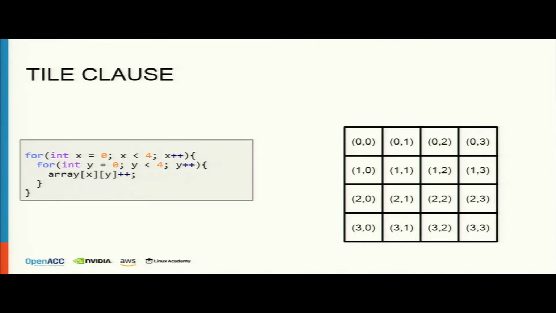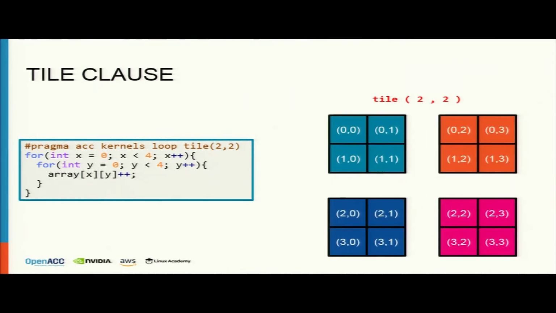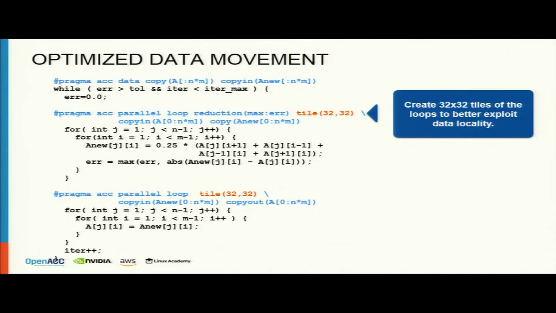So this is just an example. If I create a tile of 2 by 2 here, it will create a structure like this, right? It will expose it in the 2-dimensional space of 2 by 2. This is how the tile clause works. So what you will do in the exercise in the third lab is try out different tile sizes and see which tile size gives you the best performance.